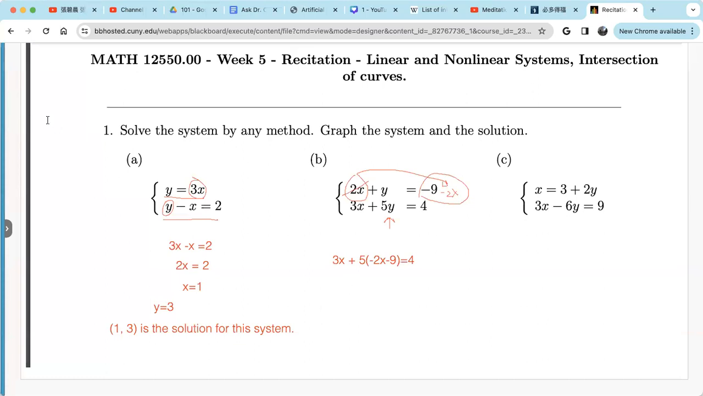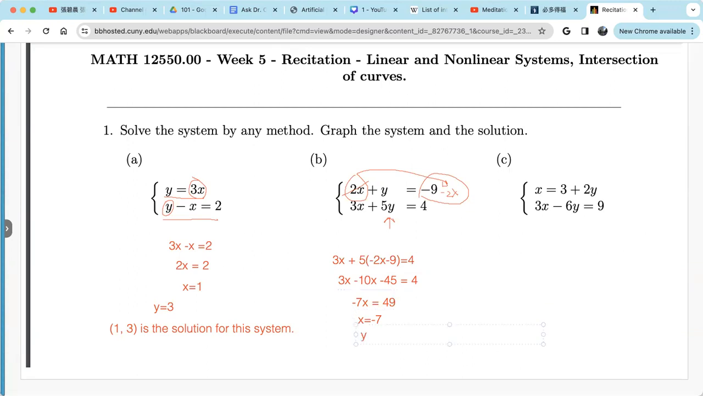Now this becomes a linear equation of one variable. So we just distribute 5. 5 multiplied by -2x, that's -10x. 5 times -9 is -45, equals 4. Okay, so we combine like terms. 3x minus 10x is -7x. Then -45 will move to the other side and become positive. So 4 plus 45, that's 49. We divide by -7 on both sides, so x equals -7.